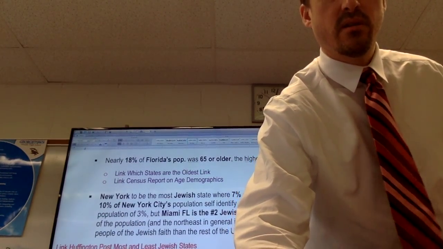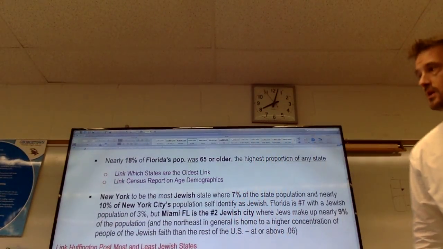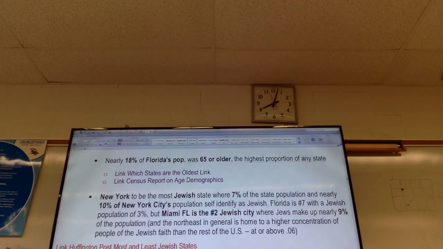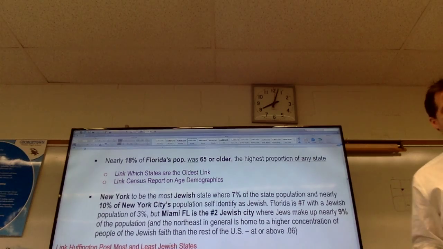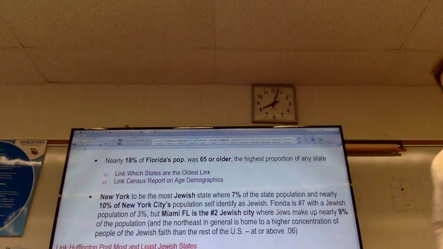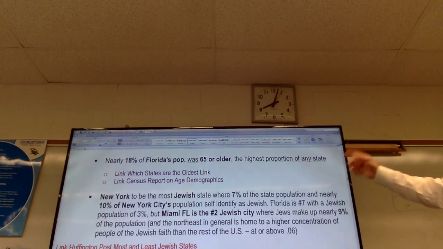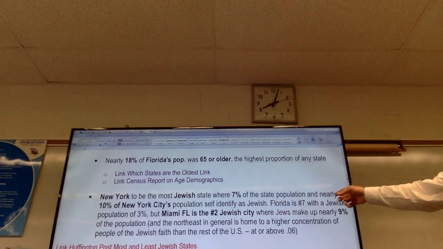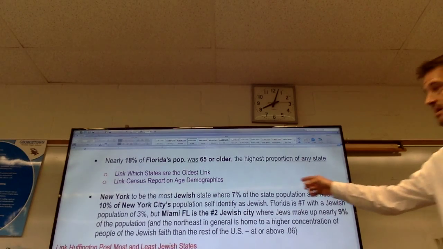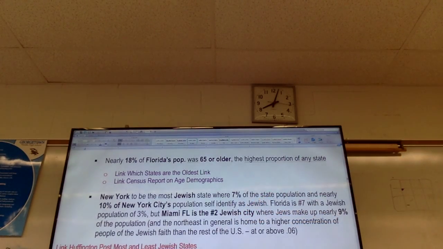Speaking of which, as we look for where the Jewish population lives, New York is the most Jewish state. Again, this feels weird. I shouldn't be saying these kinds of things, but you want to know where people live. New York City has the highest concentration of Jewish people, with 10%. Florida is number 7, but if I zoom in, here's Miami, Florida. That's the number 2 Jewish city.